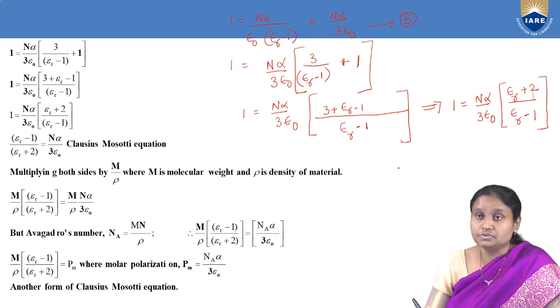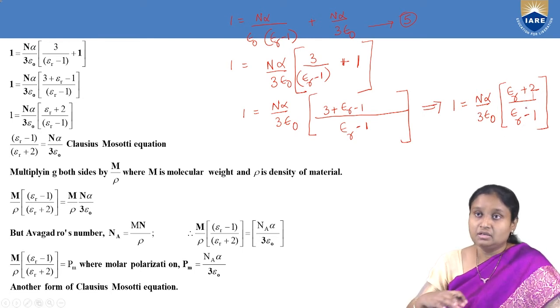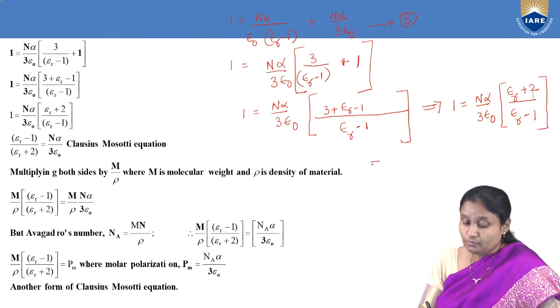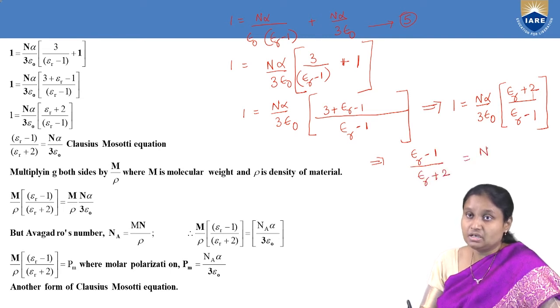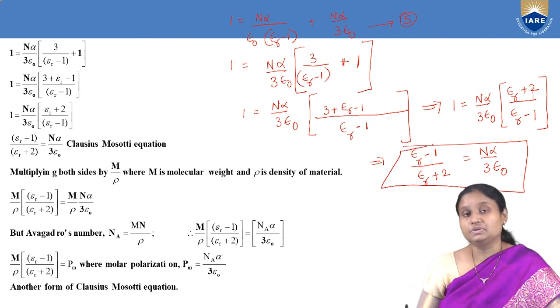This is what we are going to do. Now I am taking this term onto the other side. So if we take this term onto the other side, then numerator and denominator, they'll get interchanged. So here, now we end up having our expression as epsilon r minus 1 by epsilon r plus 2 is equal to n alpha by 3 epsilon naught. So this is one form of our Clausius-Mosotti equation.